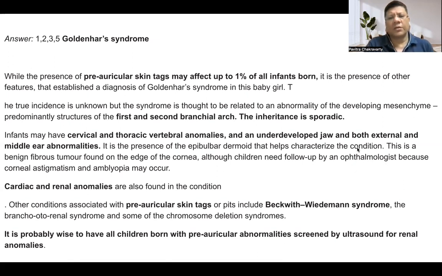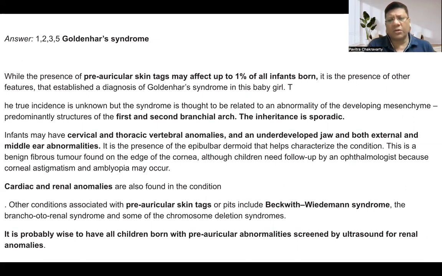Okay. So, as I said, in Wilson disease you have the Kayser-Fleischer ring, isn't it? Then you have aniridia in some other condition of the eye, if you remember. So you should have a very clear idea. This is a benign fibrous tumor found at the edge of the cornea, and obviously they need to be followed by ophthalmologists. Cardiac and renal anomalies are also found.